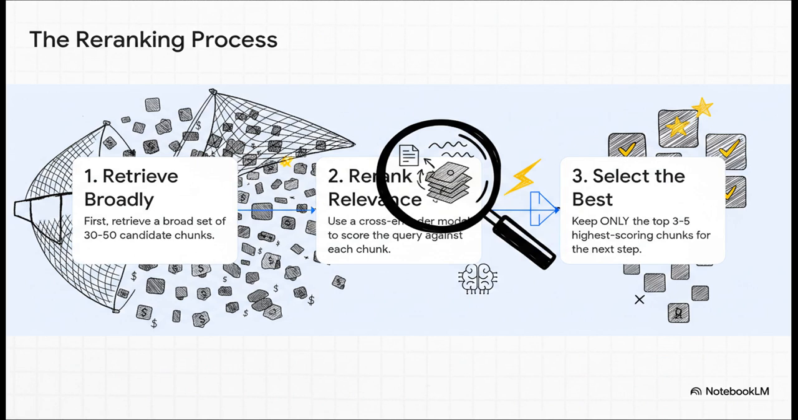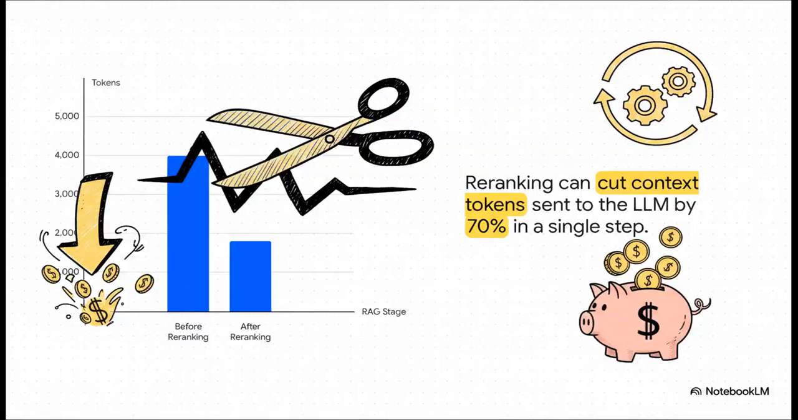You start by casting a wide net, but cheaply, retrieving maybe 30 to 50 candidate chunks. Then you bring in a specialist, a cross-encoder model. Now, unlike a standard vector search, this model looks at the query and each chunk together, scoring how truly relevant they are to each other. From that scored list, you have to be ruthless. You keep only the top 3 to 5. That's it.